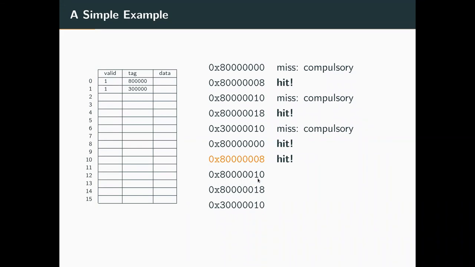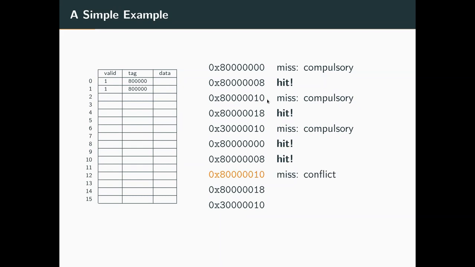Now we go to this. Okay, so we're going to access 8000010, and the problem is that, well, we've seen this. We have to look at index one, and the tag is different. Okay, so the tag is now 300,000 instead of 800,000. So this is not going to match. But we've seen it before. We've accessed it up here. So what kind of miss? This is going to be a conflict miss.